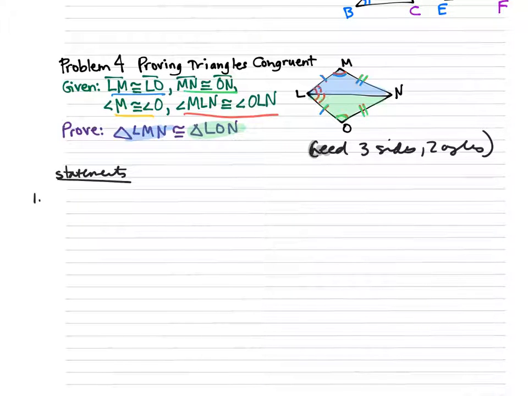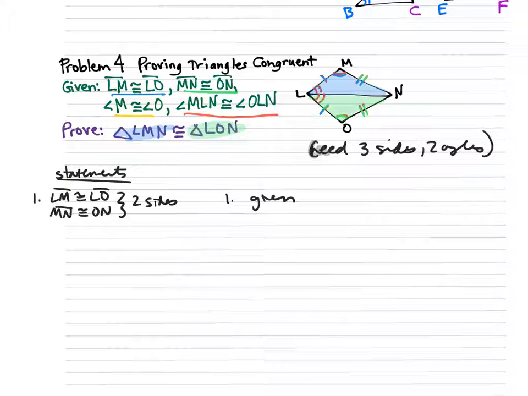So 1, we'll just write all of these. LM is congruent to LO. MN is congruent to ON. And so we have 2 sides. And this is all given. And then we have angle M congruent to angle O. And angle MLN is congruent to OLN. And here are our 2 angles. Okay, so we have our 2 angles.